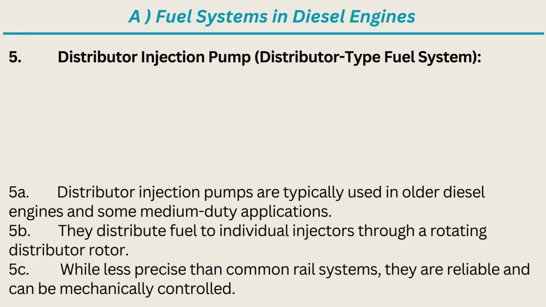5. Distributor injection pump, distributor-type fuel system. 5A. Distributor injection pumps are typically used in older diesel engines and some medium-duty applications. 5B. They distribute fuel to individual injectors through a rotating distributor rotor. 5C. While less precise than common rail systems, they are reliable and can be mechanically controlled.